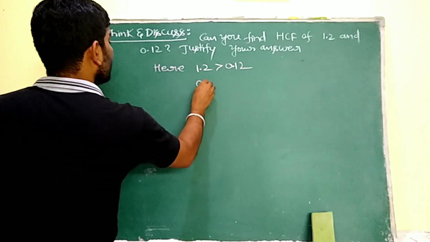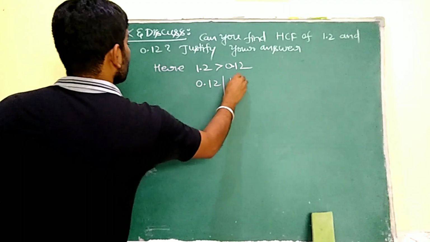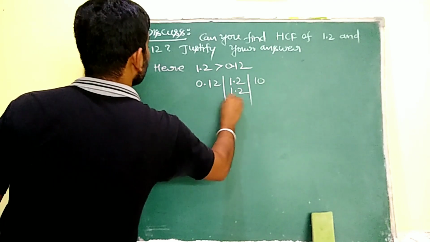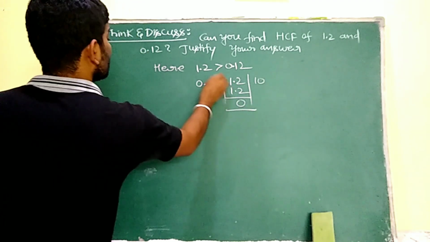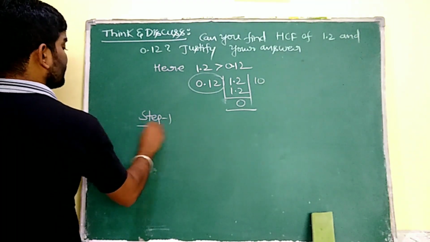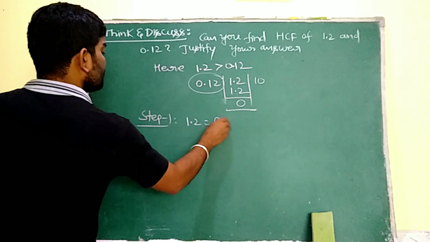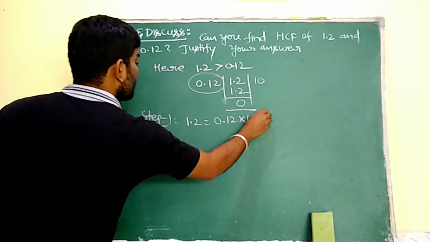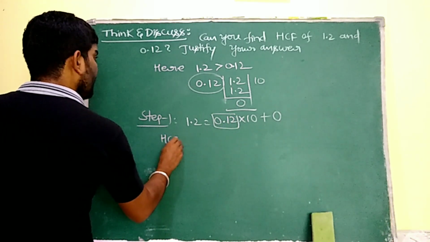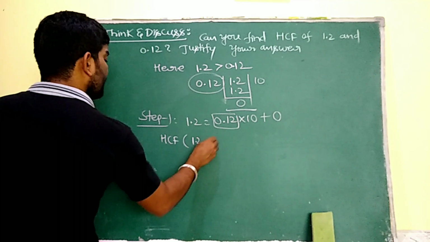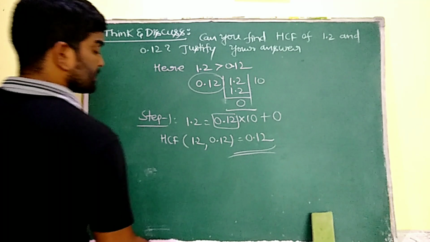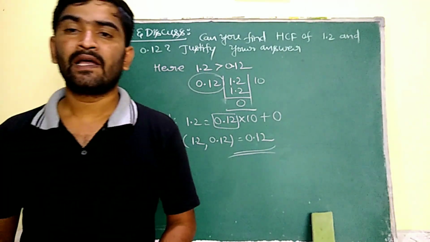So I am going to divide this 1.2 with 0.12. 0.12 tens are 1.2, we know. So the remainder here is 0. So this divisor is known as HCF. Only one step more. Step 1. Okay. 1.2 is equal to 0.12 into 10 plus 0. So this 0.12 is known as HCF of 1.2 and 0.12. Understand? In this way we are going to find the HCF of the given numbers.